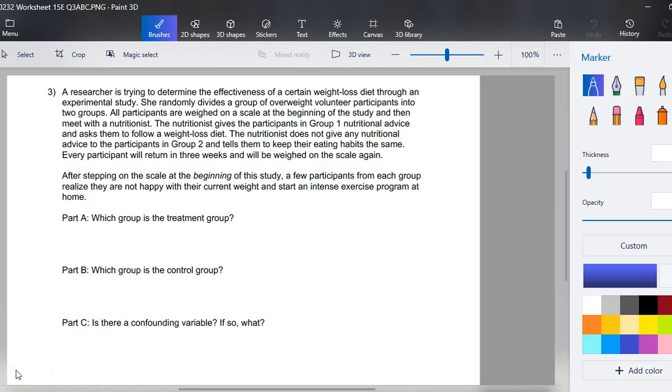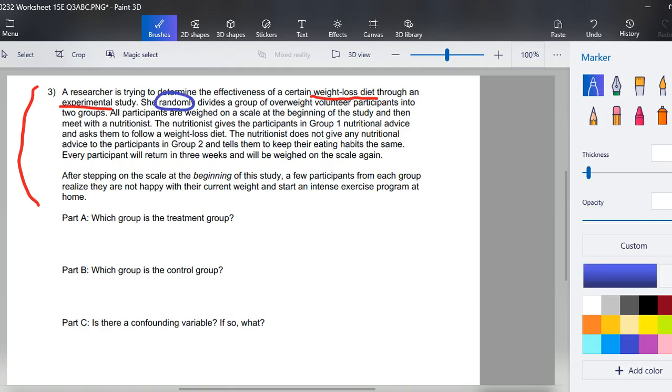Continuing, as it said in the beginning of this lesson, we're going to need to be able to look at and make conversation about observational and experimental studies, talk about possible problems and ways that we can prevent items that would prevent us from making inferences. We're going to continue to look at more studies, starting with number 3. A researcher is trying to determine the effectiveness of a certain weight loss diet through an experimental study. So she does a lot of right stuff.